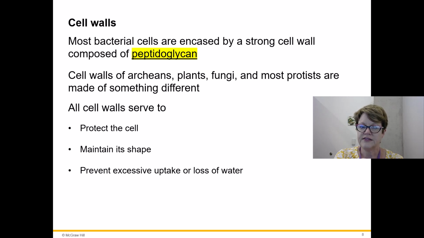Cell walls protect the cell, help it to keep its shape, and prevent it from taking up or losing too much water. Water is a key thing for life on Earth, right? Okay, so that is a good start to this chapter. The next lecture part will start with eukaryotic cells.